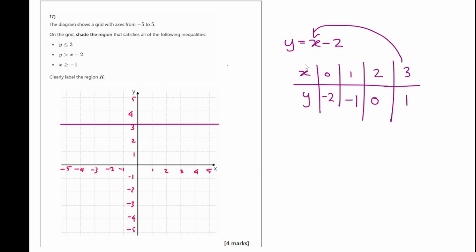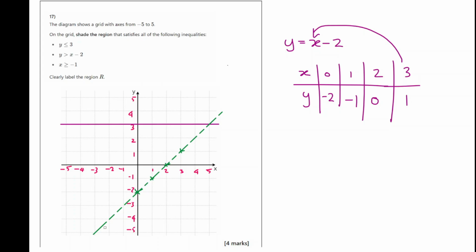Let's plot them. 0, negative 2 is here. 1, negative 1 is here. 2, 0 is here. 3, 1 is here. Now I can see they form a nice straight line. Let's join the points. So the line goes like this. Now remember, here we have y is more than, there's no equal sign. So we have to draw this as a dashed line rather than a solid line. So something like this. That's this one.